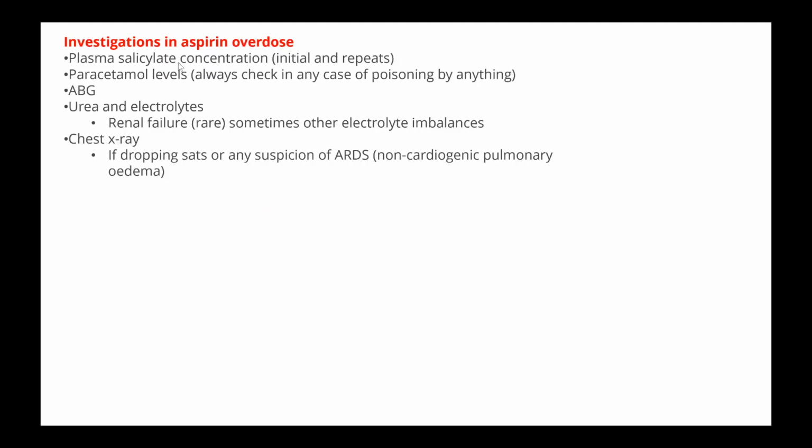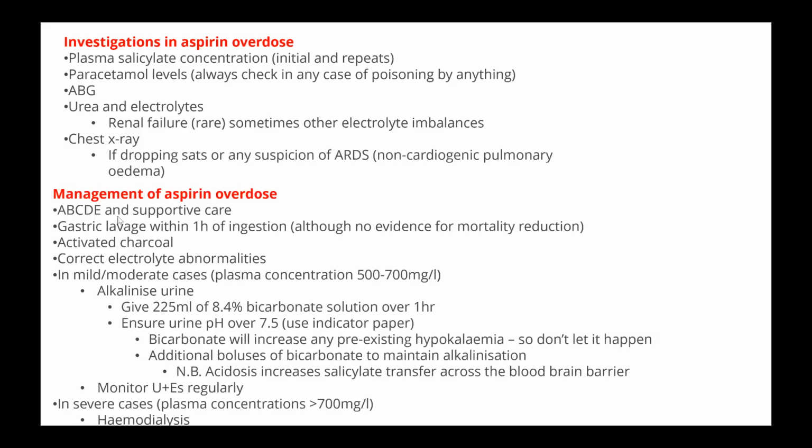Investigations: you must do the plasma salicylate assessment, and a paracetamol level also, because these are all over-the-counter medications, so people can get access to them easily. Then management: ABCD and supportive care, gastric lavage if the patient comes within 1 hour, activated charcoal, correct electrolyte abnormalities, and alkalinized urine will help to eliminate it. Monitor urea and electrolytes regularly, and in severe cases go for hemodialysis. That is the ultimate goal.